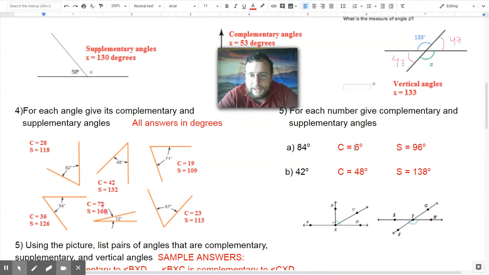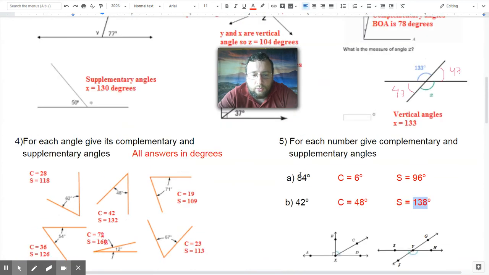84 plus 6 makes 90, so complementary. Plus 96 makes 180, so that's the supplementary. 42 plus 48 makes 90, so that's the complementary. And if you do 180 minus 42, you get 138 for your supplementary. And that's how you answer those. You just have to subtract from 90 to get the complementary, subtract from 180 to get the supplementary angle.